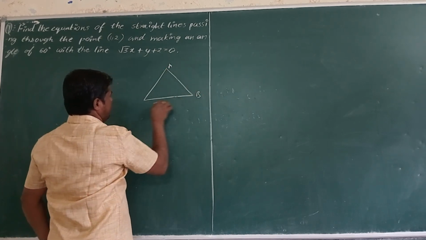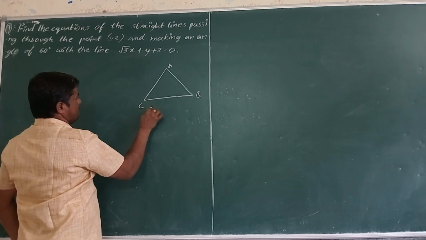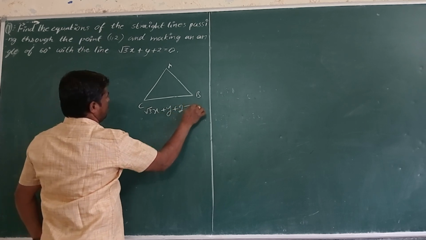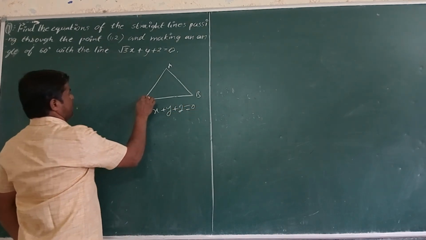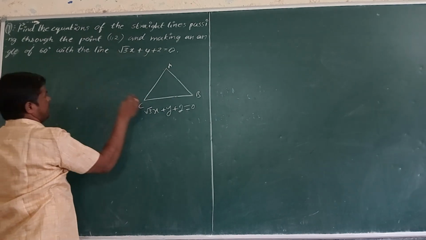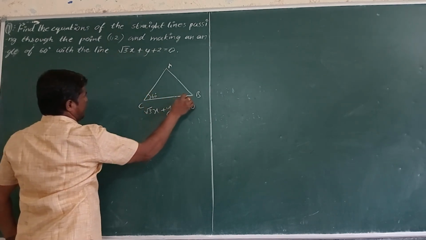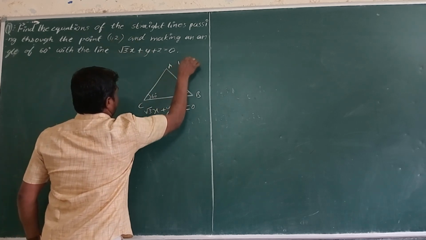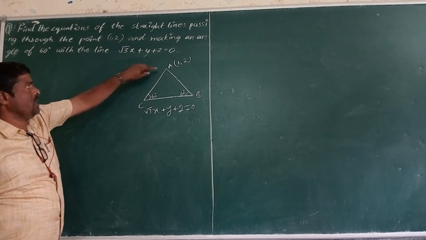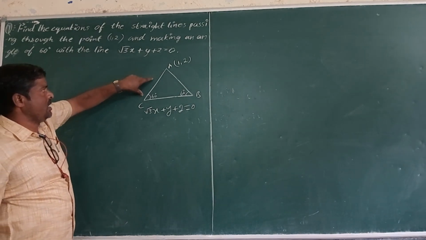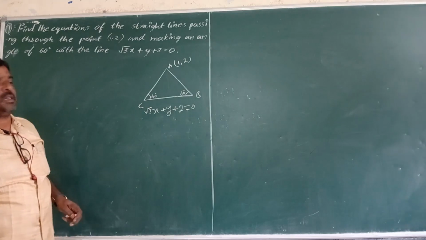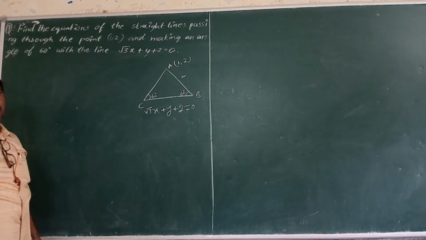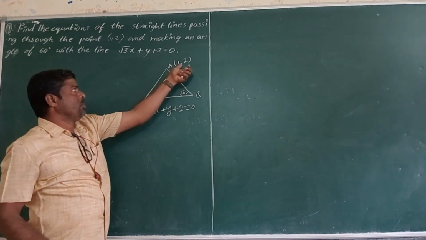ABC. Base equation: root 3x plus y plus 2 equal to 0. This base makes an angle of 60 degrees, and passing through point (1, 2). Now find the remaining two equations, either AB and AC. So let m be the slope of the required line passing through point (1, 2).